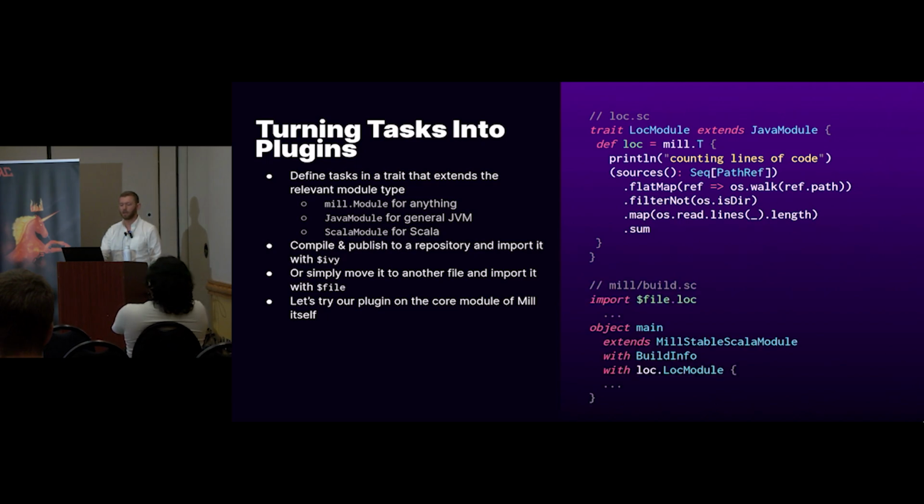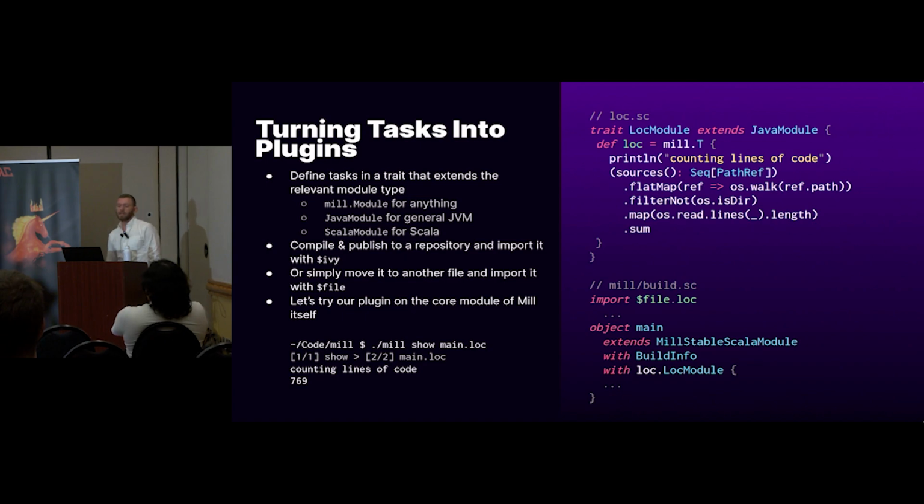So I went ahead and did that, pulled it out into its own file, and I imported that file into the build of Mill itself. So Mill has a main module in its build, and we can make that extend the lines of code module and say, hey, how many lines of code are in the main Mill module? And it's 769. So just with something as simple as that, pulling this straightforward Scala method out into a trait and extending that trait somewhere else, we've got ourselves a plugin.